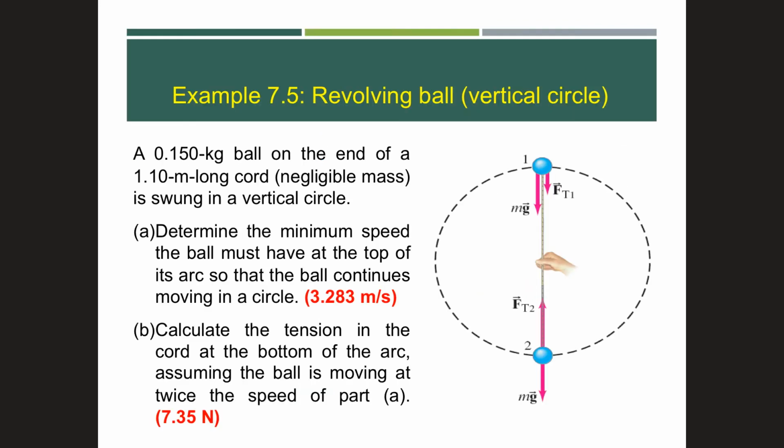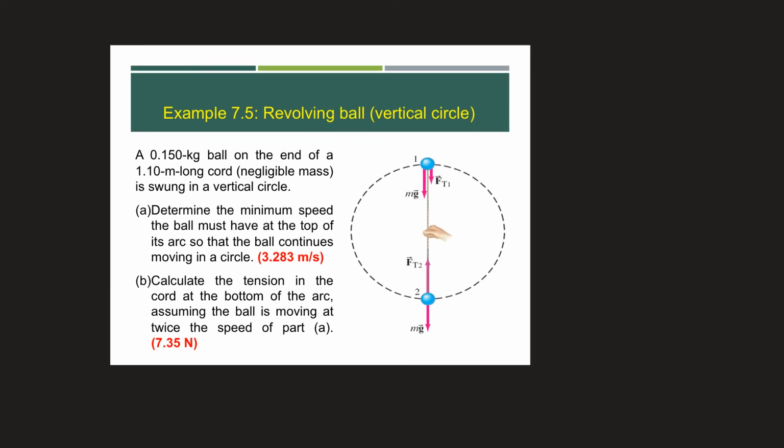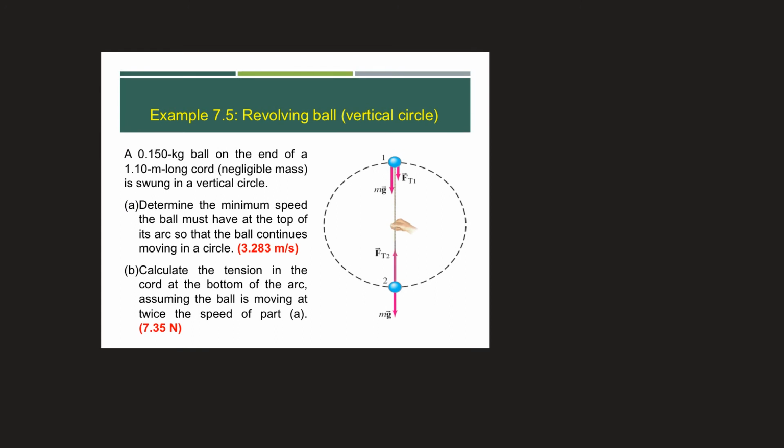Okay, so for this one, the questions already show you how to draw the FBD, but please make sure that you draw it by yourself. The question asks you to determine the minimum speed the ball must have at the top of the arc so that the ball continues moving in a circle.